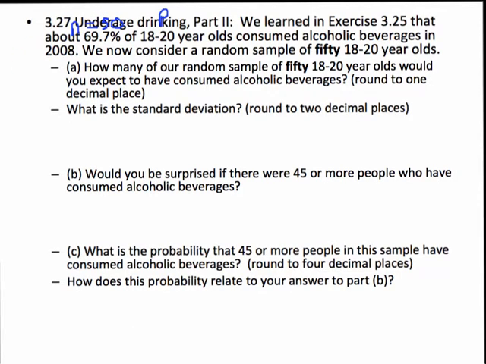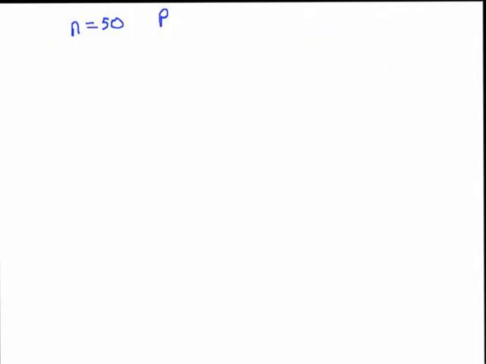So here we're given that n is equal to 50, and the probability of success, p. What was the probability of success again? Let's remind ourselves real quick. It was 69.7%, okay? So that's 0.697. 0.697 is our probability of success.